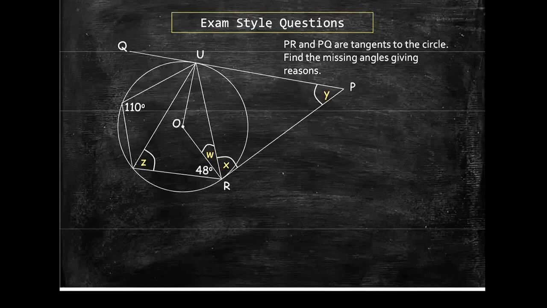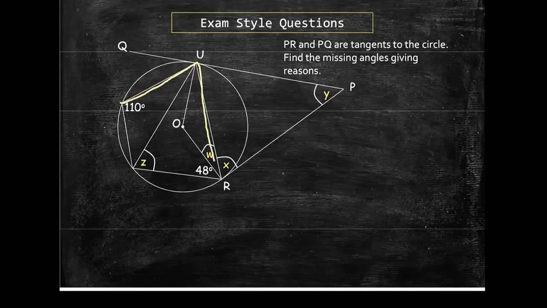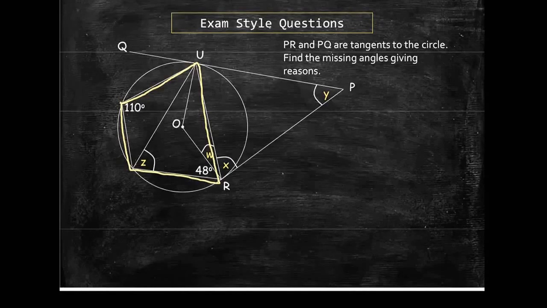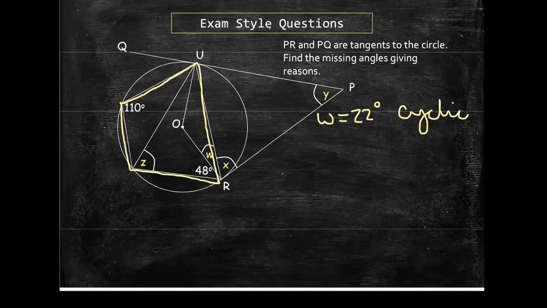Okay, so the first one. I think this was a little bit tricky. It took me a little while, I'll be honest, to spot what was going on here. But actually, what we've got is a cyclic quadrilateral. Here it is, I've highlighted it. Opposite angles add up to 180. So I've got 110 plus 48, which is 158. So W must be the extra component that adds it up to 180. So W equals 22 degrees. Reason, cyclic quadrilateral.